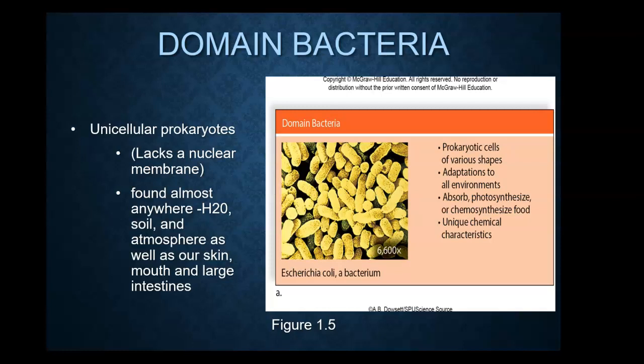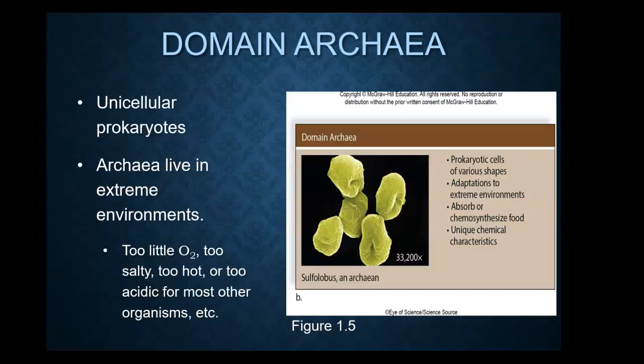All right, so the unicellular prokaryotes, again, they lack a nuclear membrane. Well, where do we find these guys? They're found almost anywhere. We know that they're in the water that we drink, in the soil, and in the atmosphere. We'll find them on our skin, in the mouth, in the large intestines. So these guys are found almost everywhere.